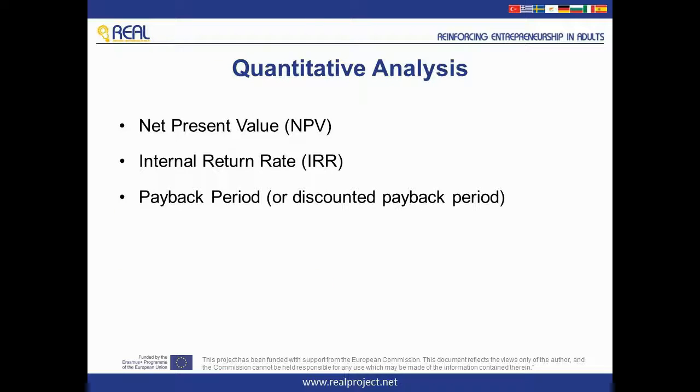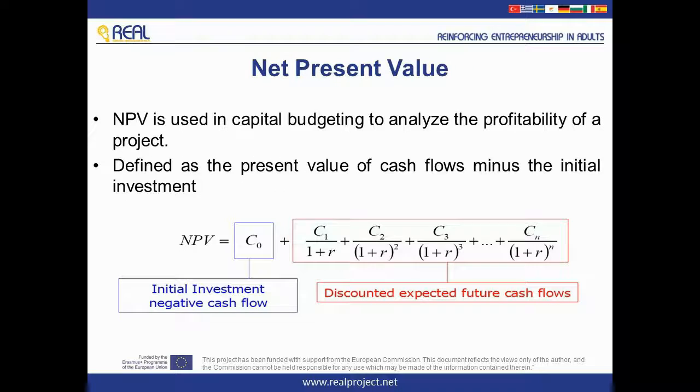Quantitative analysis is represented by net present value, internal return rate, and payback period, eventually discounted. These three indicators are just the most famous and typically used. The net present value is used to analyze the profitability of a project. Here, the formula is represented. The initial investment is a negative amount.